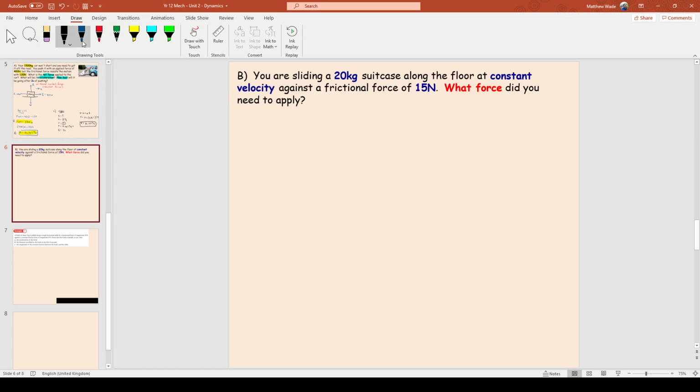You ready for the next one? You're sliding a 20-kilogram suitcase on the floor at constant velocity against a frictional force of 15 newtons. What force do you need to apply? Okay, what's step 1? Yep, free body diagram. Draw it. Push pause. Get ahead of me.